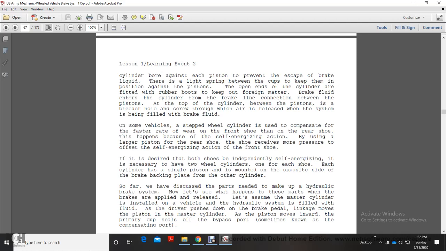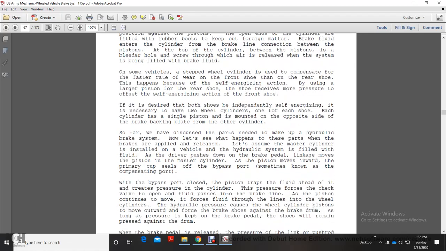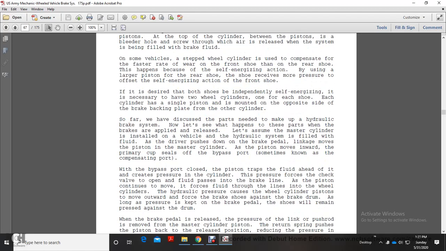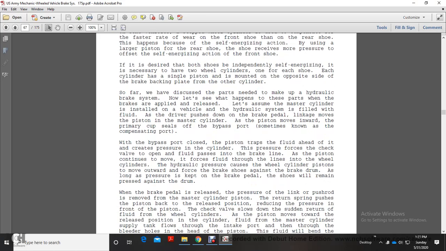Some vehicles use stepped wheel cylinders to compensate for the faster rate of wear of the front shoe compared with the rear shoe, which happens because of the self-energizing action. The larger piston for the rear shoe receives more pressure to offset the self-energizing action of the front shoe. If desired, brakes can use independent self-energizing, which needs two wheel cylinders, one for each shoe, with each cylinder having a single piston, mounted on the opposite side of the brake backing plate from the other cylinder.